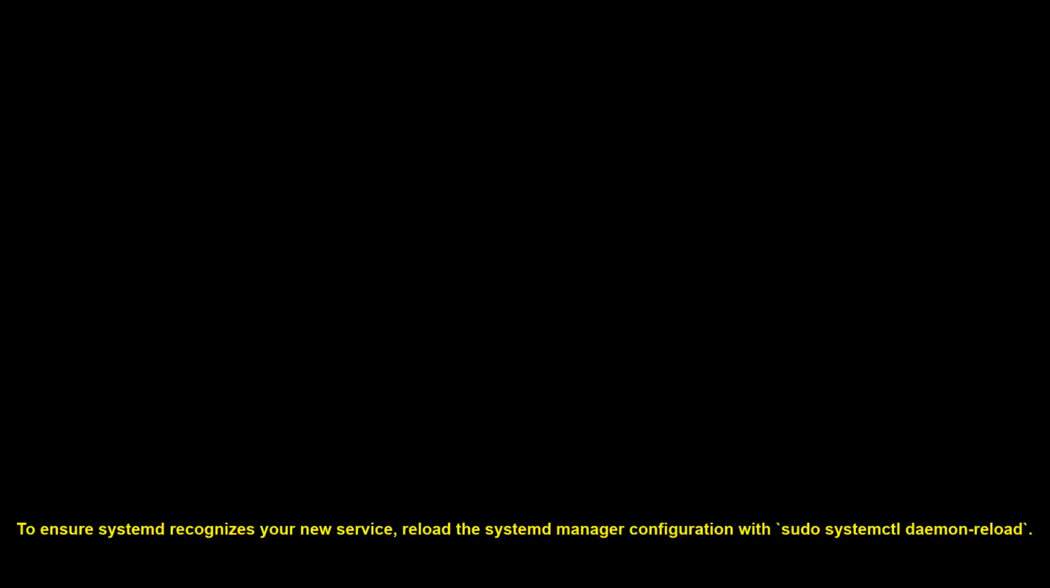To ensure systemd recognizes your new service, reload the systemd manager configuration with sudo systemctl daemon-reload. To start your service, use the command sudo systemctl start urap. To enable your service to start on boot, enter sudo systemctl enable urap.